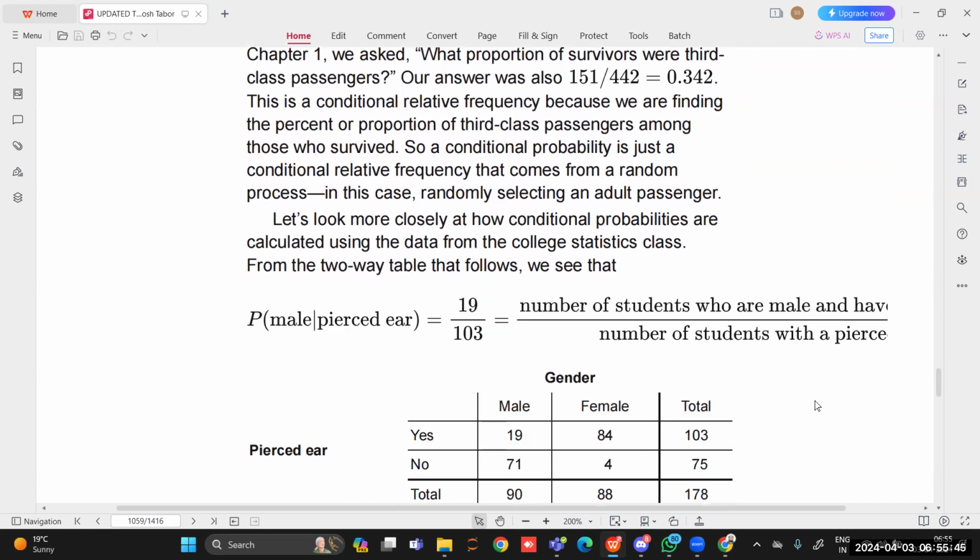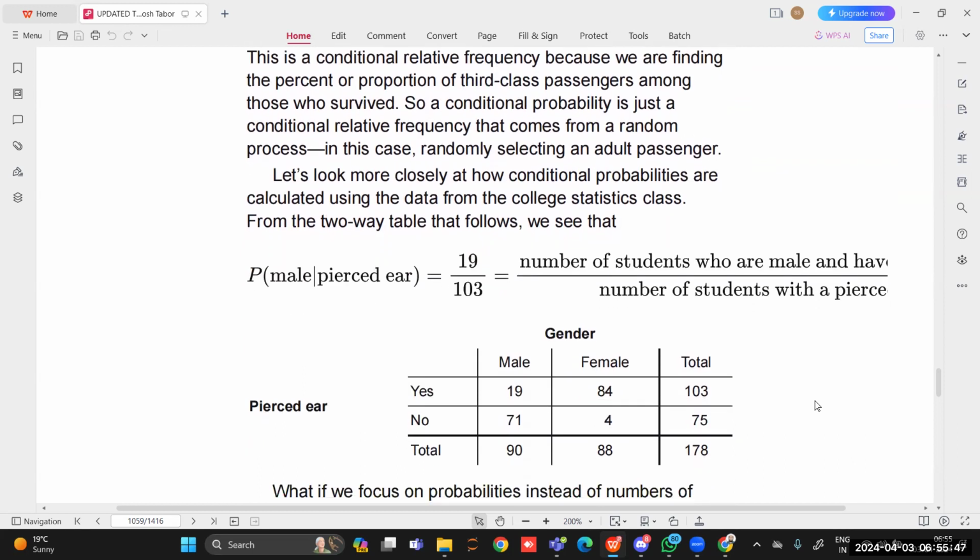So male and pierced ears here, it is looked as male. So it is 90 and pierced ears here is 19. So 19 upon 103. First of all, it is pierced ears here. So pierced ears we have fixed. If you make a mistake in what is fixed, what condition was given, this is the condition, pierced ears. So I've fixed this column. So what is the total? 103. So we have written 103 and in that male is 19. So 19 upon 103.